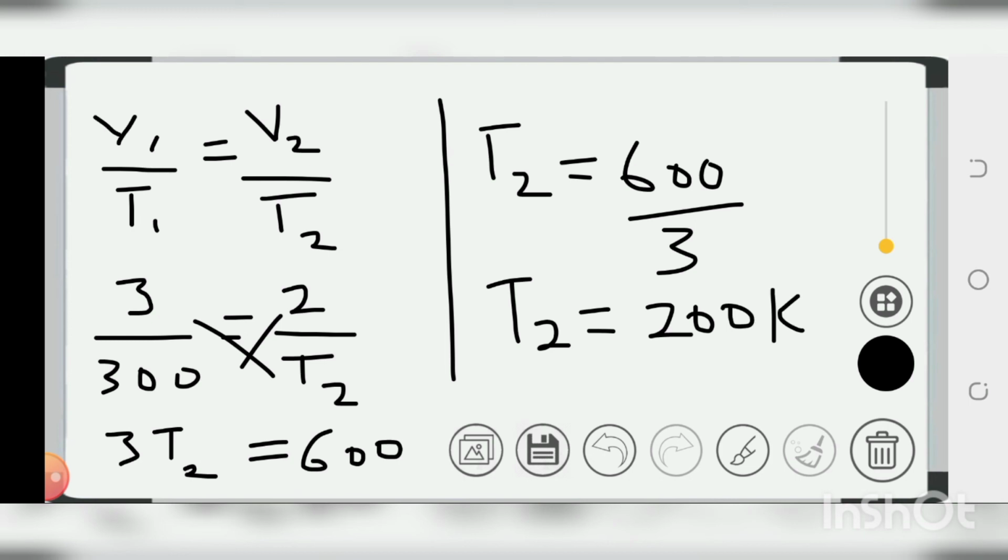So you see, we can convert this back to degrees Celsius. If you want to leave it in Kelvin, fine. If you want to convert it to degrees Celsius, we subtract 273 from 200. Unlike when we are converting to Kelvin, where we add, this time around we subtract 273 from 200, which is -73 degrees Celsius. I hope you understand this calculation.